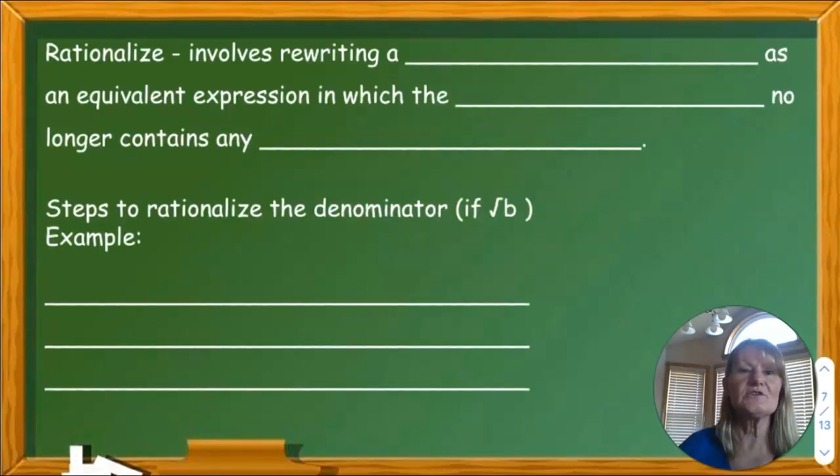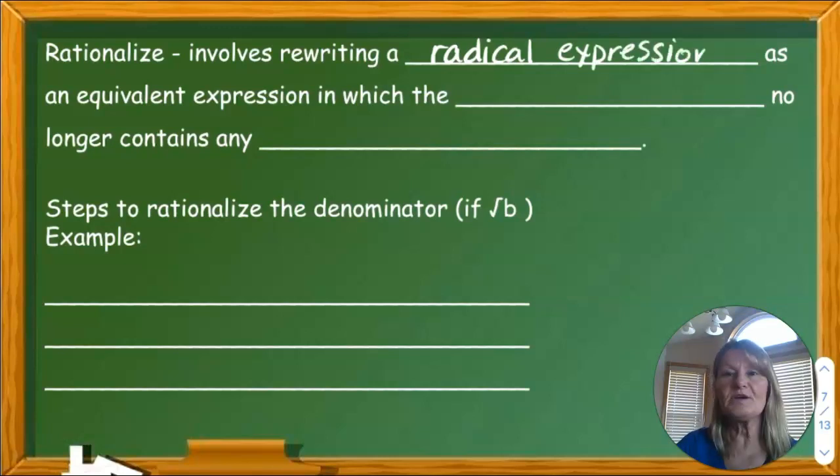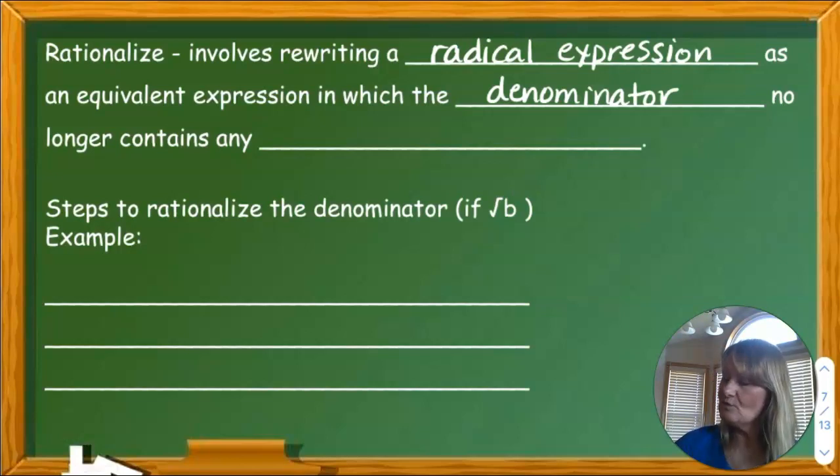Okay, so I use the word rationalize the denominator. Let's just talk about what that means. When I mention the word rationalize, it means being able to rewrite a radical expression, and by a radical expression I mean any expression that has a radical in it, as an equivalent expression in which the denominator no longer contains any radicals. So what we're going to be looking at is fractions in which the denominator has a radical in it.